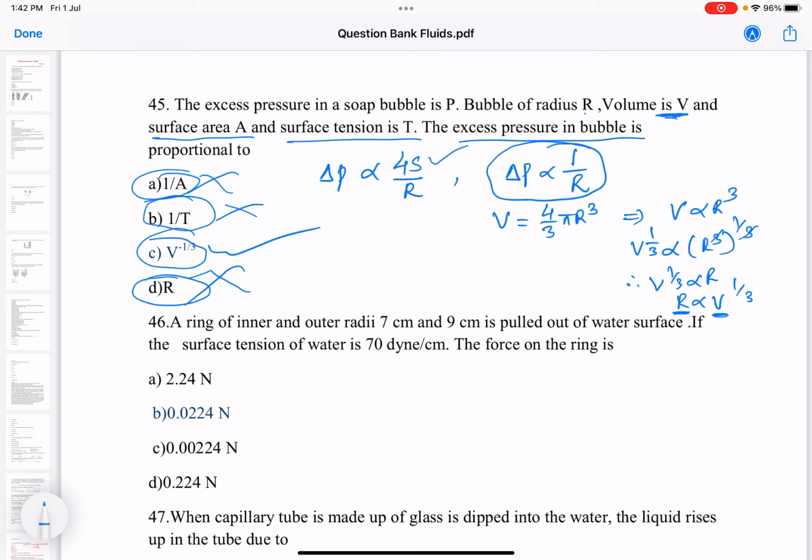We can replace r with v power 1 by 3. So here excess pressure delta P is proportional to 1 by r. Substitute v power 1 by 3 here, so that delta P is directly proportional to v to the power of minus 1 by 3. This is the answer. Answer C is correct.